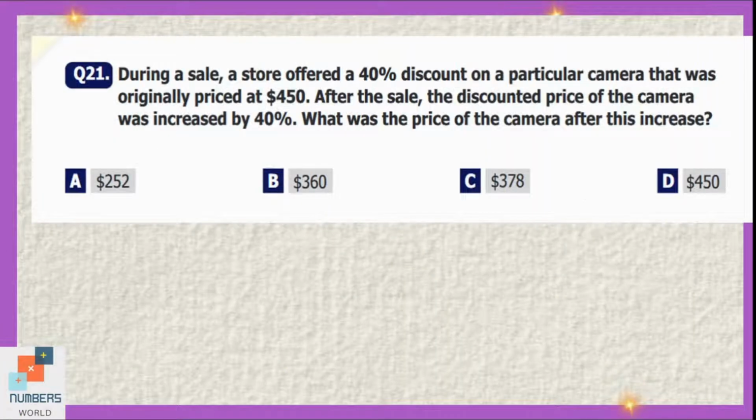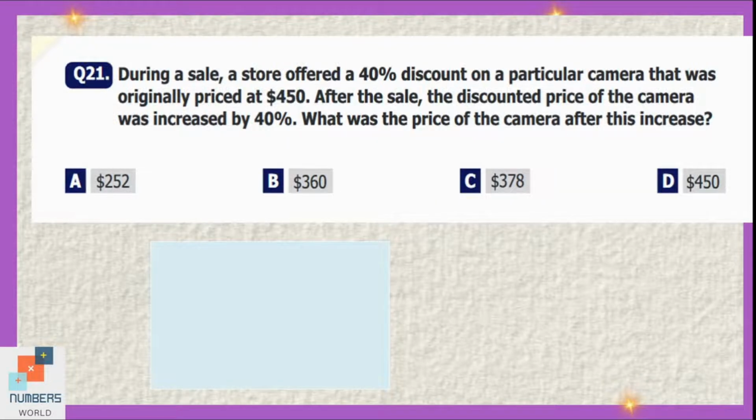Question number 21. During a sale, a store offered a 40% discount on a particular camera that was originally priced at $450. After the sale, the discounted price of the camera was increased by 40%. What was the price of the camera after this increase? So the original price is already written, which is $450. We are going to find 40% of 450. So that's why we are going to multiply 0.4 by 450. That is equal to 180.